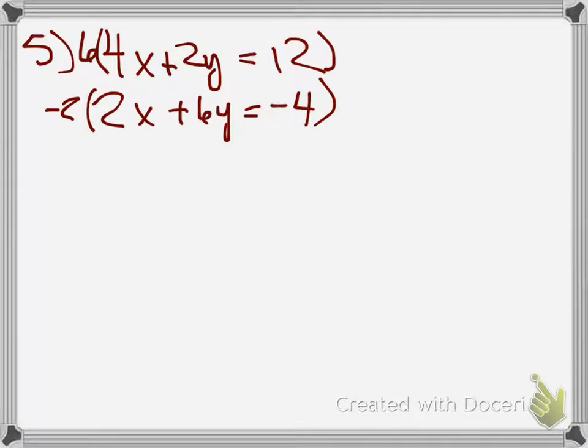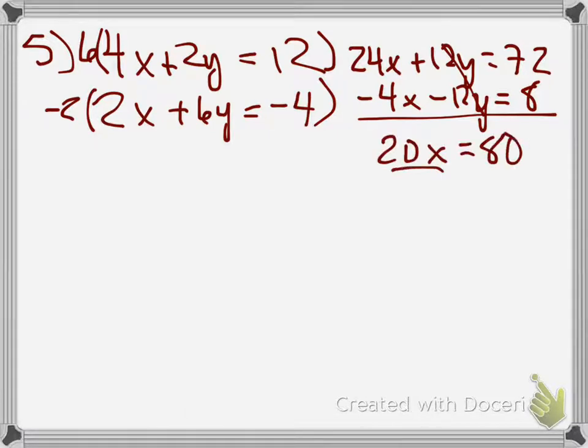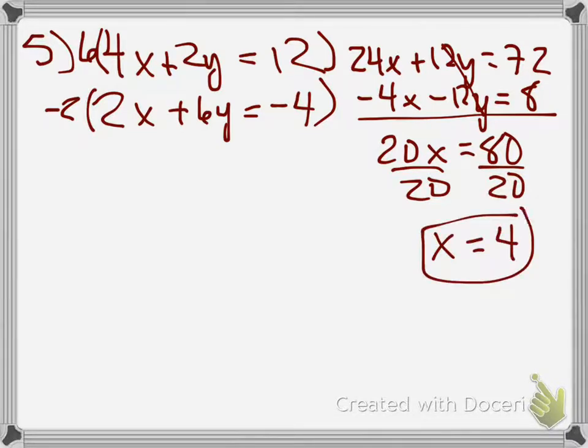So now I have 24x plus 12y equals 72. And here I get negative 4x minus 12y is equal to 8. Cancels. That gives me 20x is equal to 80, and I can divide. So notice the steps here are basically the same every time. You're going to multiply, eliminate, and then you should be able to divide.